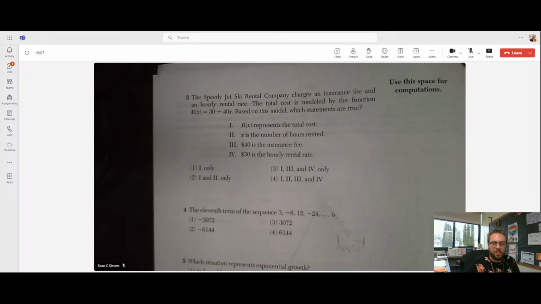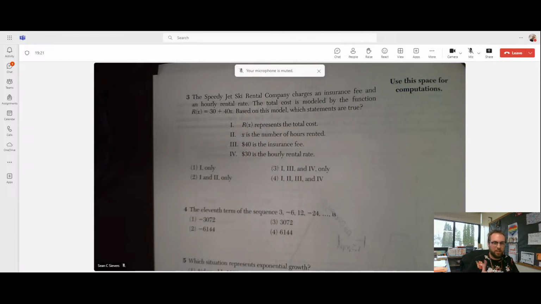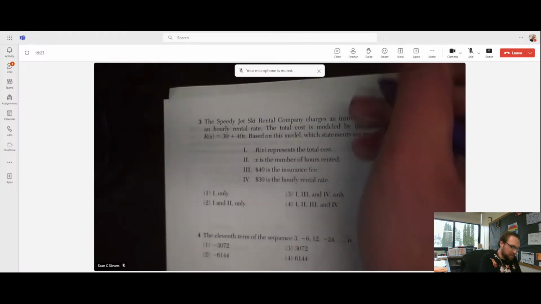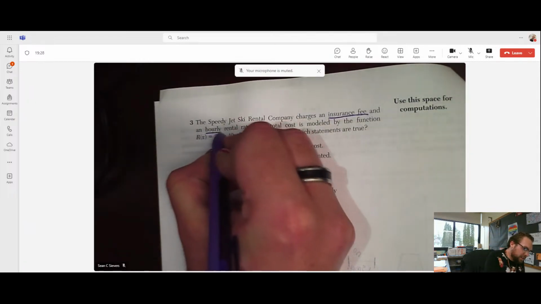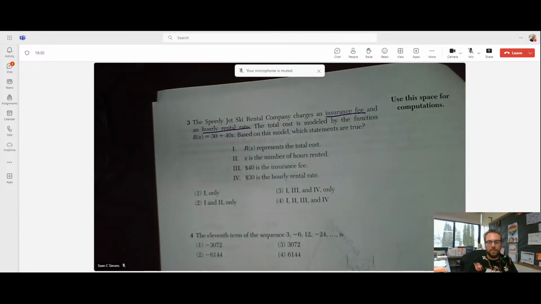Okay, it says the Speedy jet ski rental company charges an insurance fee and an hourly rental rate. The total cost is modeled by the function r of x equals 30 plus 40x. Based on this model, which statements are true? So there's a couple important things here. First off, we have an insurance fee and an hourly rental rate.